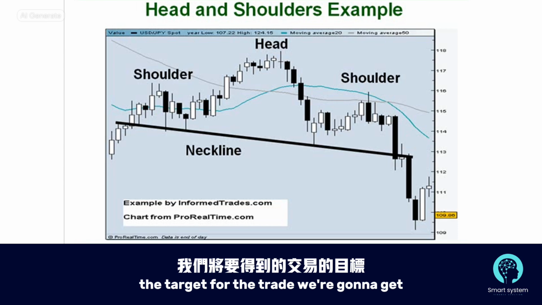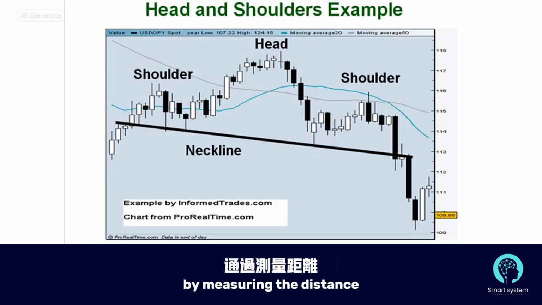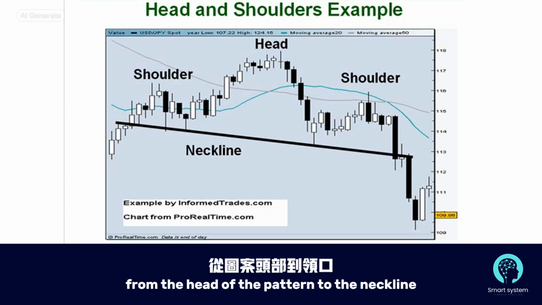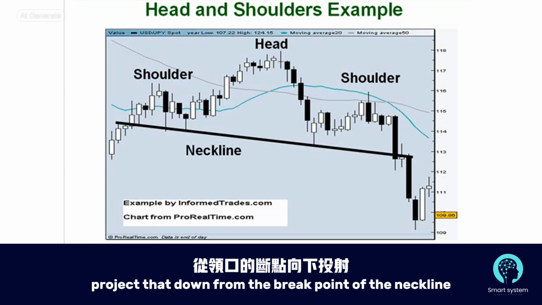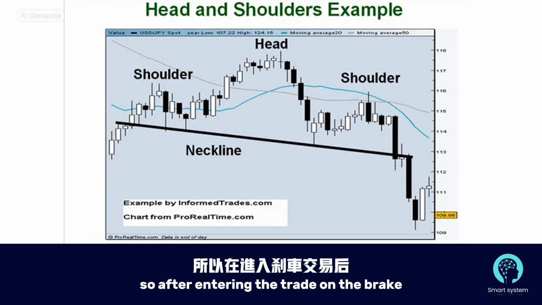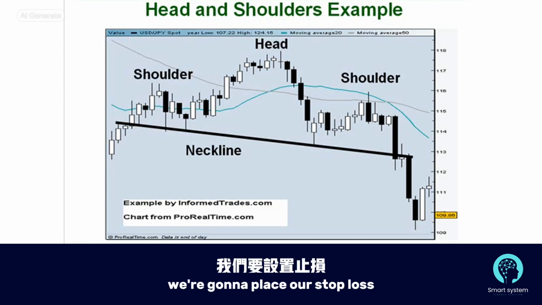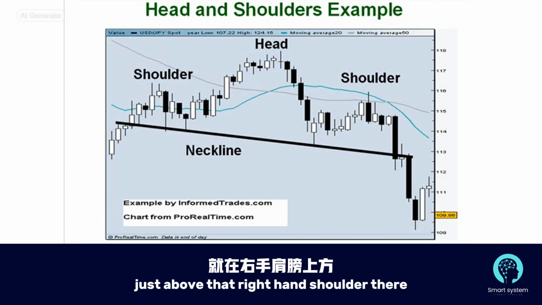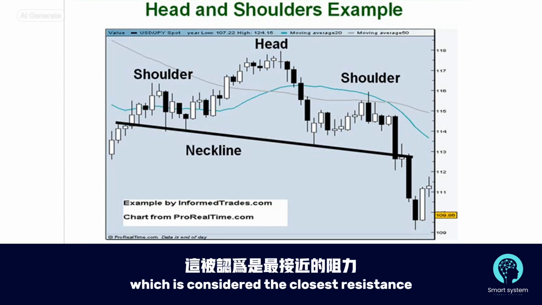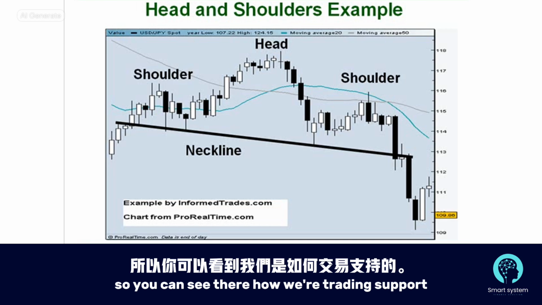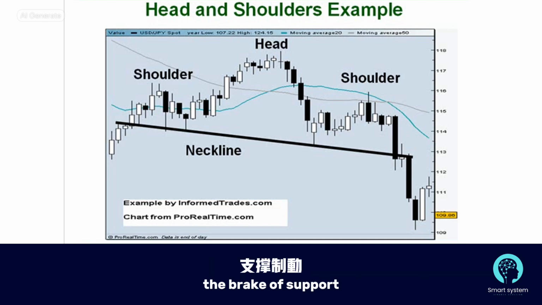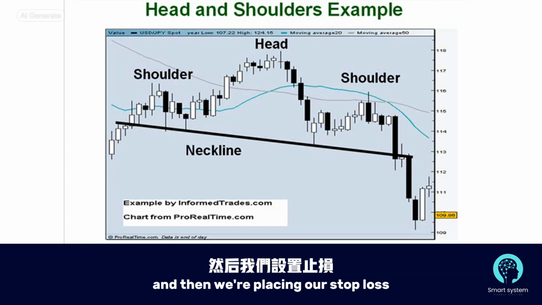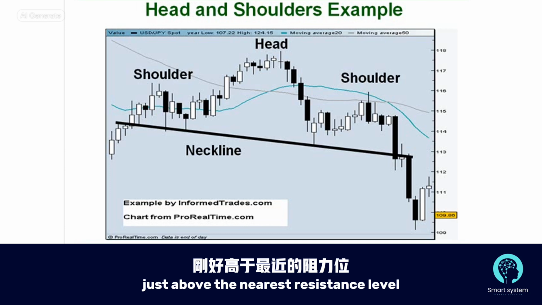The target for the trade we're going to get by measuring the distance from the head of the pattern to the neckline. And then we're going to project that down from the break point of the neckline. So after entering the trade on the break, we're going to place our stop loss just above that right hand shoulder, which is considered the closest resistance. So you can see how we're trading the break of support, and then we're placing our stop loss just above the nearest resistance level.